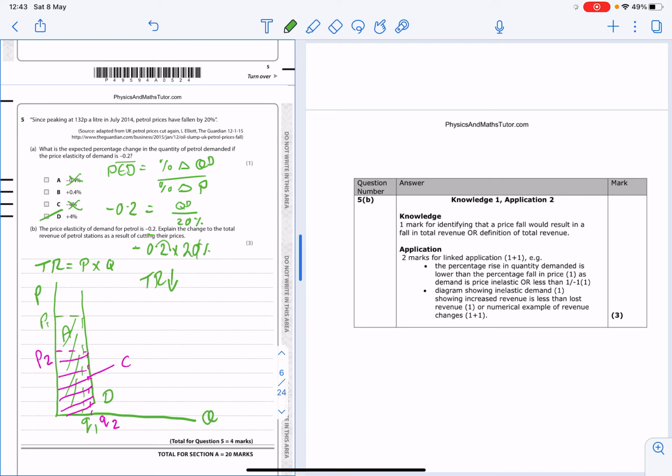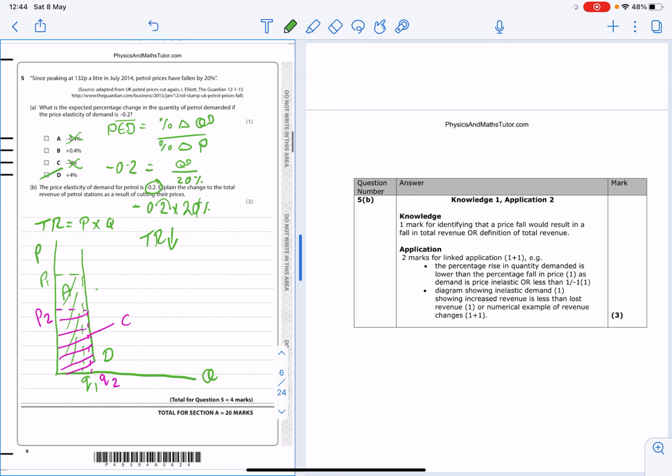But if you look at point 2, it says diagram showing inelastic demand. So even if you just drew an inelastic demand curve, you're going to get a mark, because what you've done is you've taken the 0.2 and you've translated that to the inelastic demand curve. And then you've got some marks for showing the areas and how total revenue is going to fall if you reduce the price when demand is inelastic.